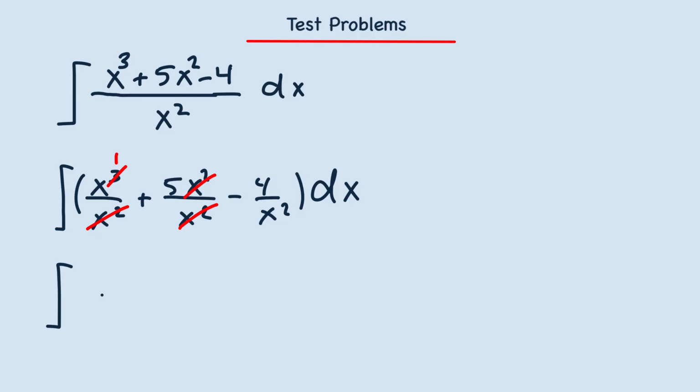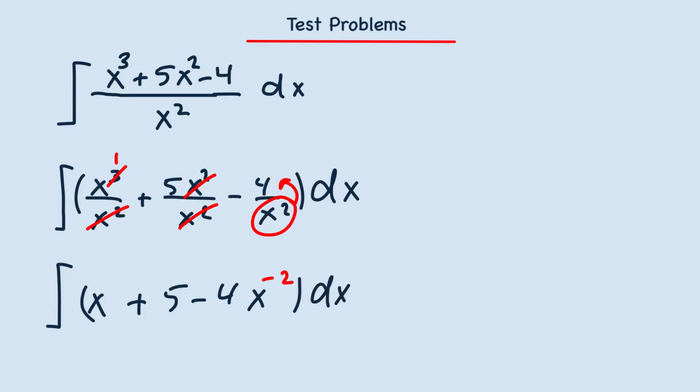It will be integral x plus 5 minus 4. Now this x squared, I will take it up, but I have to change the sign of the exponent. So it will be x to the power of negative 2. And of course, we should not forget the dx. Now I can simply integrate all of these terms separately.